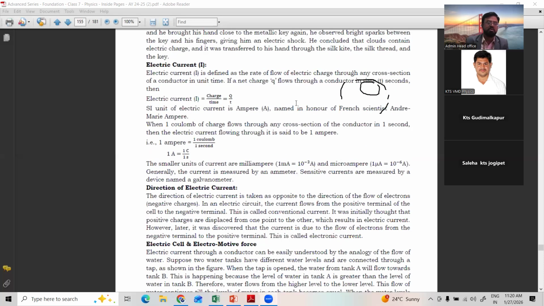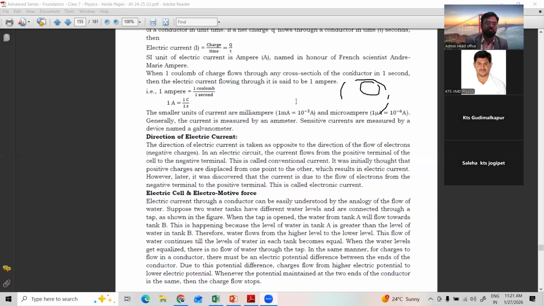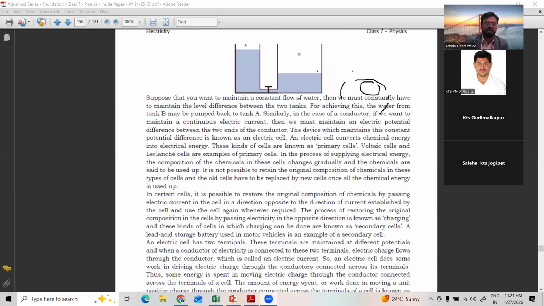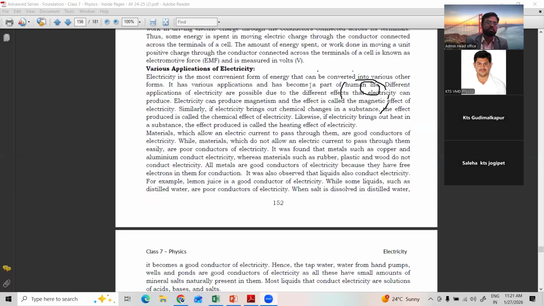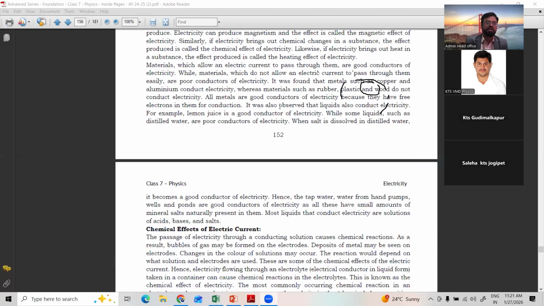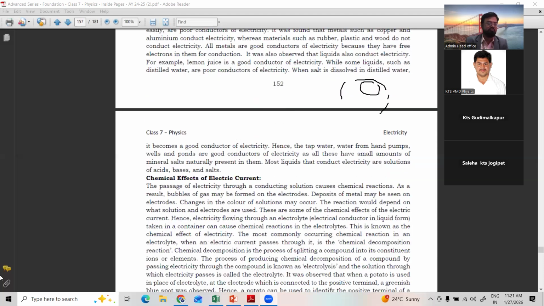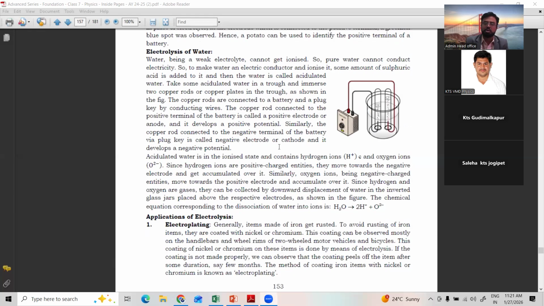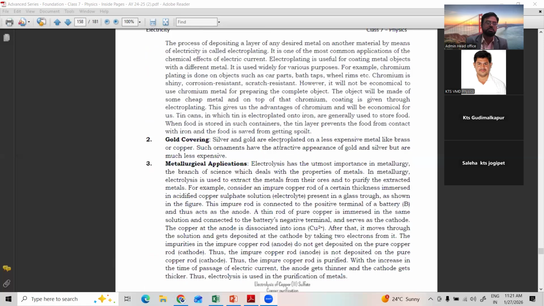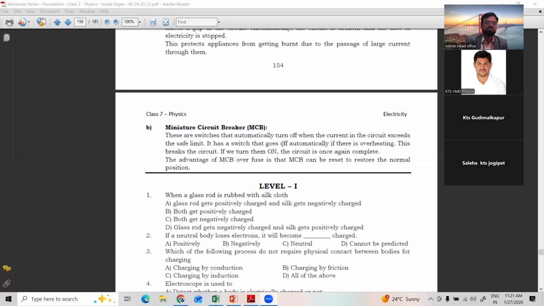Then we'll learn about a few important terms of electricity. What is electric current? What is electric potential? What is the potential difference? What are the various applications? Everything you can learn in the coming one or two classes. We are going to complete the total chapter and course syllabus. There are also some electric effects, the chemical effect, electrolysis of water, which are applications. So many are there, like metallurgical processes.